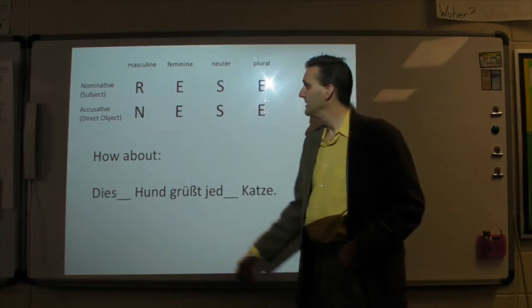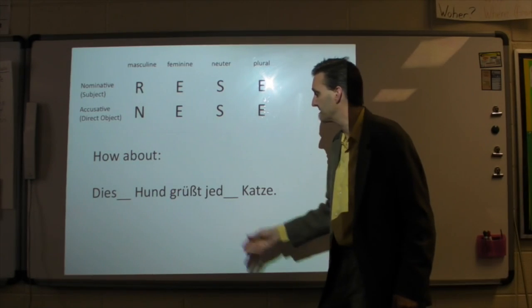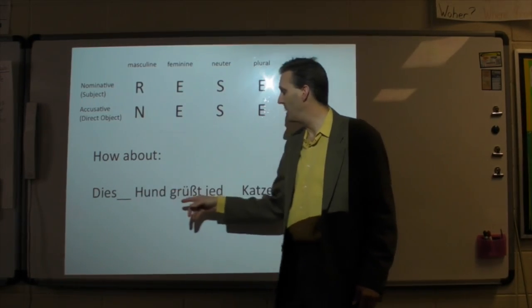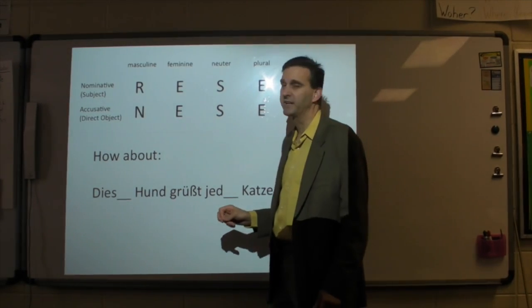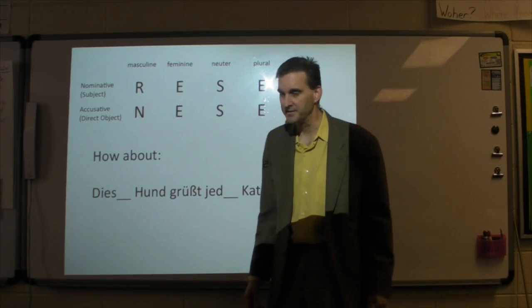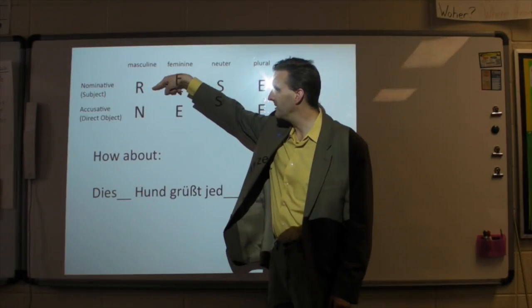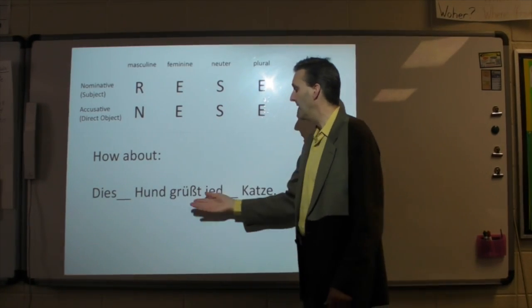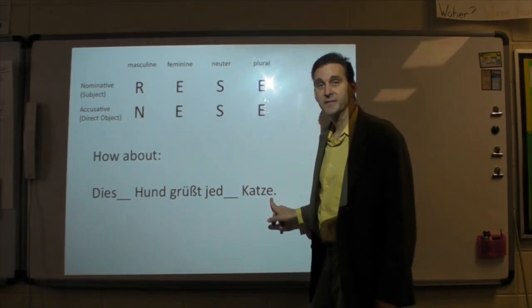Hund is a dog that's masculine, and he's functioning as the subject, okay? So I want to say this dog greets every cat, okay? This dog greets every cat. Stupid sentence. I like stupid sentences. All right. So dog is masculine. He's the subject. We need an R right there. Dieser. So these are Hund. And then grüßt is greets. A Katze ends with an E.